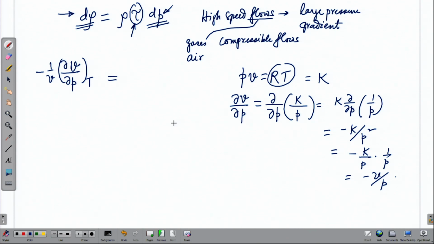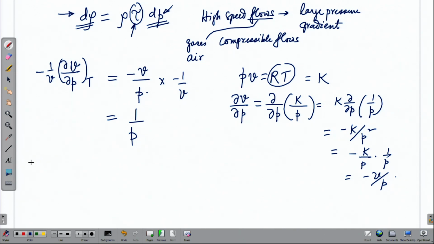So, if you substitute it back, therefore, rather we should put it this way, that there should be a multiplied by minus 1 by P, which will give you 1 by P, 1 by pressure.